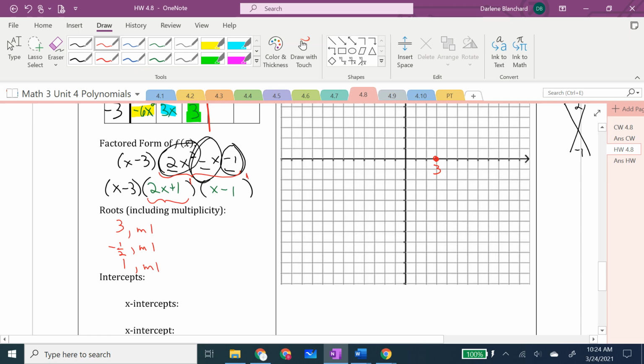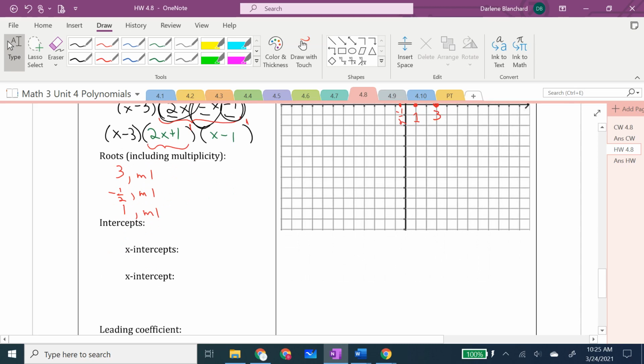What I'm going to do is I'm going to put on here, I've got 3 already. Negative 1/2 could go here. And then 1. I've got my 3 x-intercepts. I know that I will slice through each of them. And I messed up here, as you can see. So the x-intercepts are what we just found.